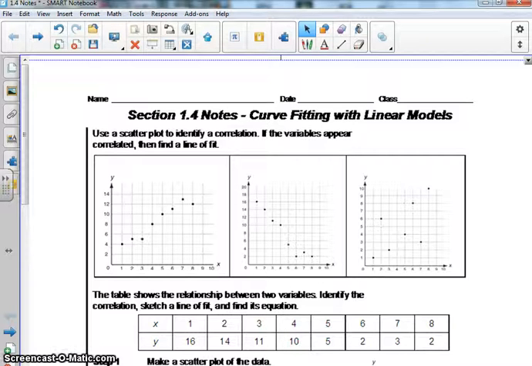If there is a strong linear relationship between two variables, a line of best fit, or a line that best fits the data, can be used to make the prediction. So just know that there are correlations. Tomorrow what we're actually going to do is do some of these on the calculator, and we'll talk a lot more about the R values.